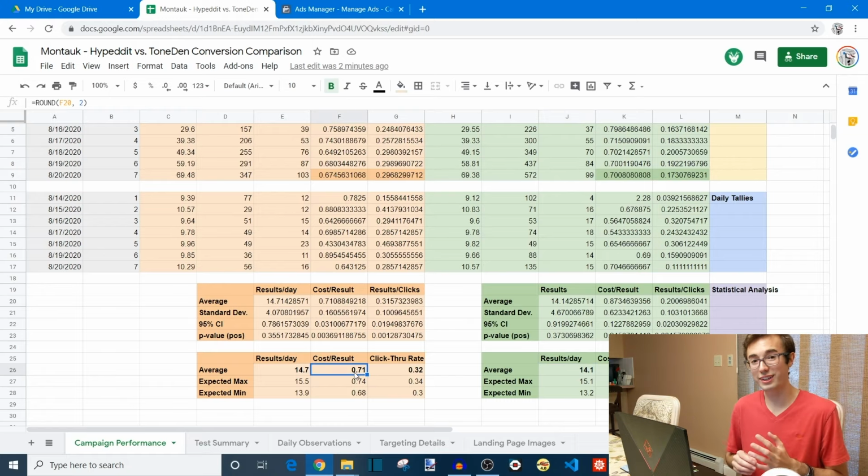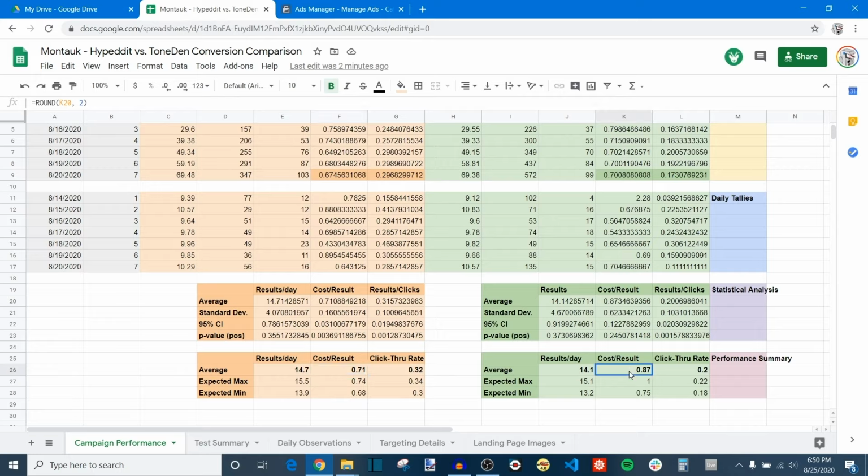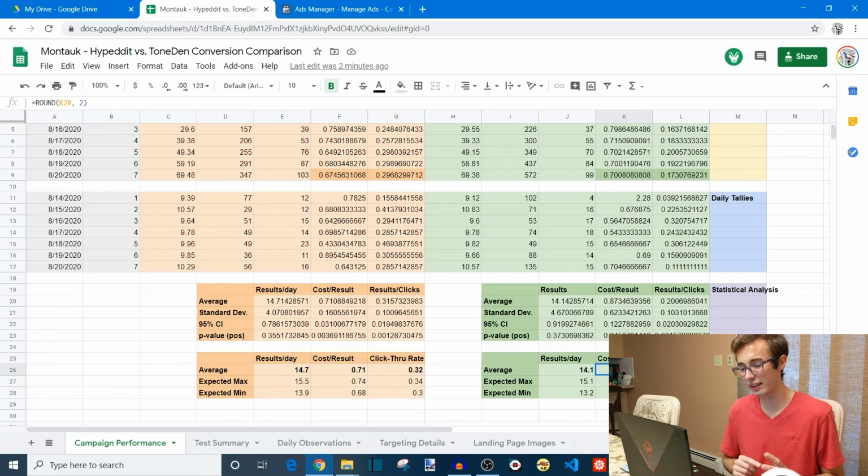I know some people are ready to jump at the comments section and say, oh, that 0.6 makes a big difference, but I'll address that in a second. And cost per result, about 70 cents for the Hypeddit and 87 cents for the ToneDen. I'm going to put a little asterisk next to that. I know these numbers are not good. That's a very expensive cost per result, and you should be trying to get it much lower. And as a matter of fact, I have now going forward, because I learned things from this campaign that helped me make smarter decisions about my targeting going forward.